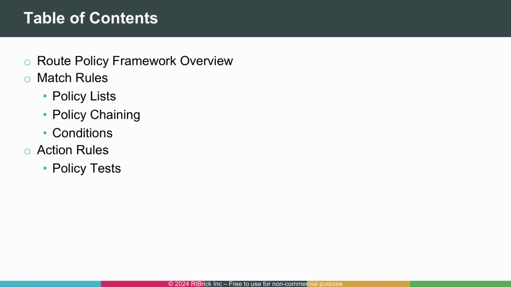First, a high-level look at the policy framework. We'll break down the building blocks of a policy. Then, we'll move into the match logic with detailed examples to show how it works. We'll also introduce policy lists and policy chaining, powerful tools to help simplify large or complex configurations. Next, we'll touch on the concept of policy conditions. And finally, we'll walk through the actions that policies can perform and show you how to test them safely, without applying them in a live environment.